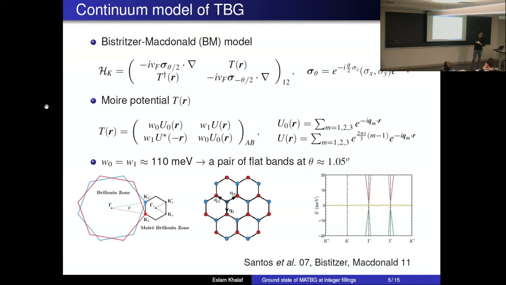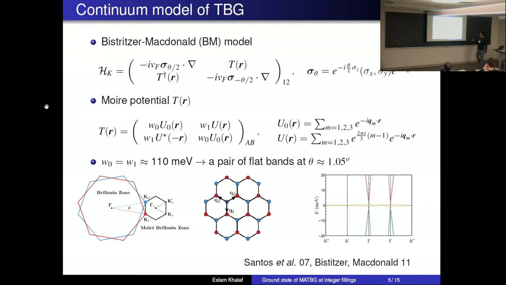W0 describes the tunneling between the two layers from the same sublattice, so A to A. And W1 describes the tunneling between two sublayers from opposite sublattices, A to B. And these WRs are just Moiré potentials. Their potentials have the same periodicity as the Moiré lattice.